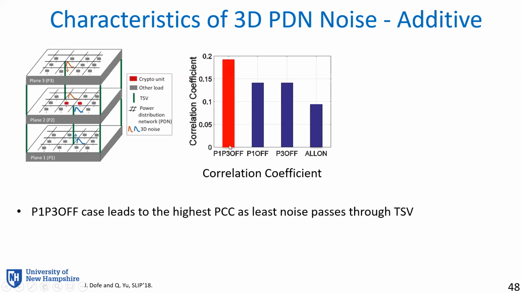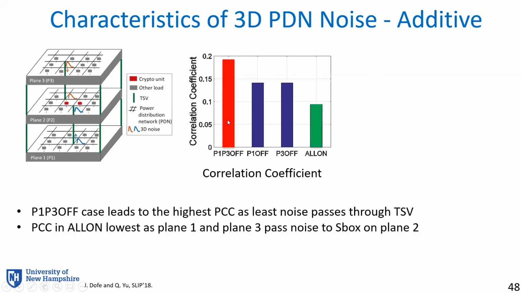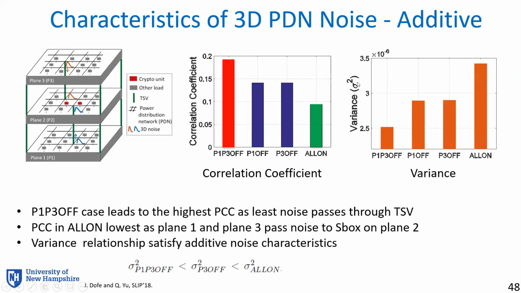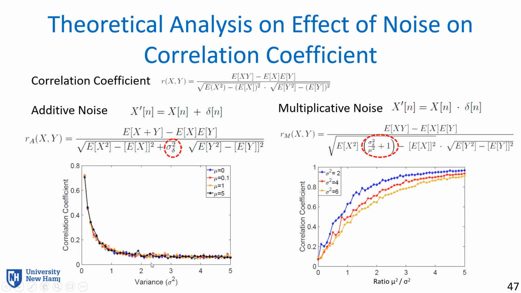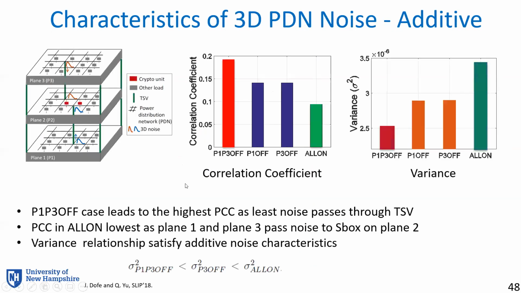We find that if we turn off plane 1 and plane 3, that leads to the highest power correlation, which means the noise has the least impact. Then we also have the power variance from each scenario, like plane 1 off, plane 1 and plane 3 off, or all planes on. This is the correlation, and this is the trend for the power variance. Now we compare the correlation coefficient and the variance. We notice that this relationship matches the theoretical analysis we did in the previous slides, which means the correlation will increase if we have less variance in the power noise. That confirms that the 3D power noise is additive, not multiplicative.